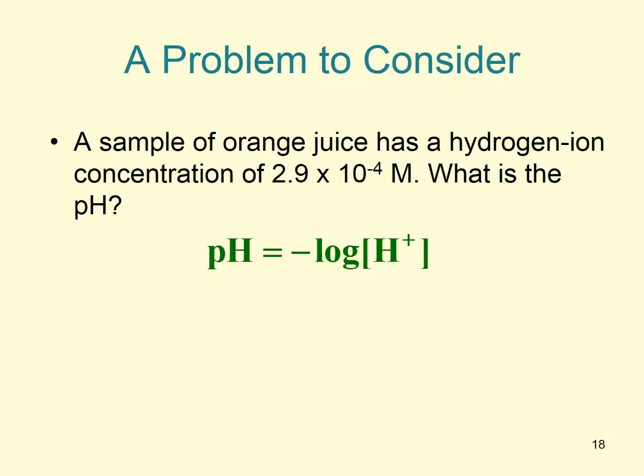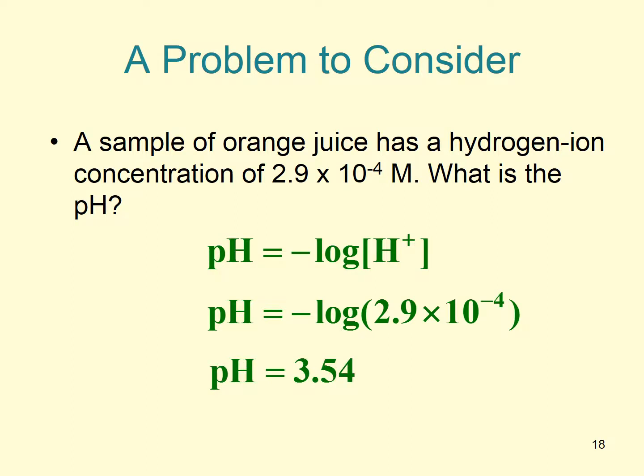All right, so anyway, in this case, what is the pH of orange juice with a hydrogen ion concentration of 2.9 times 10 to the minus fourth? Well, the pH is just the negative log of the H plus concentration. So you're just taking the negative log of 2.9 times 10 to the minus 4. Like I said, it should be somewhere around 4, and it turns out to be 3.54. Again, two significant figures in the 2.9 means 2 decimal places.